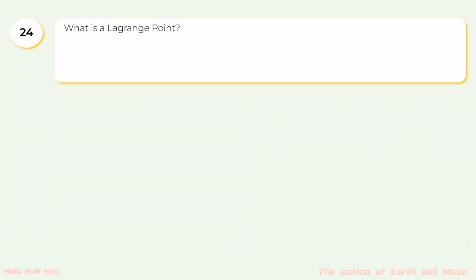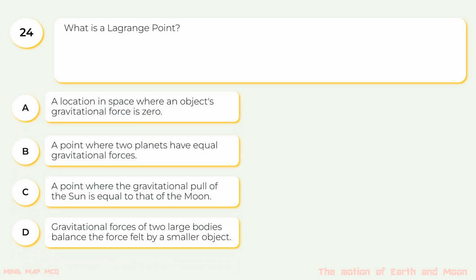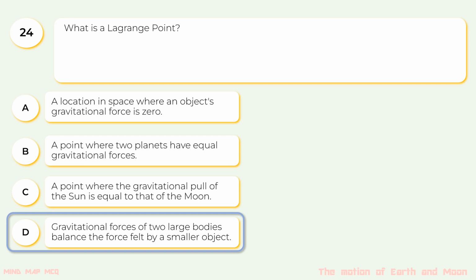24. What is Lagrange point? A. A location in space where an object's gravitational force is 0. B. A point where two planets have equal gravitational forces. C. A point where the gravitational pull of Sun is equal to that of Moon. D. Gravitational forces of two large bodies balancing the force felt by a smaller object. The correct option is D. Gravitational forces of two large bodies balance the force felt by a smaller object.